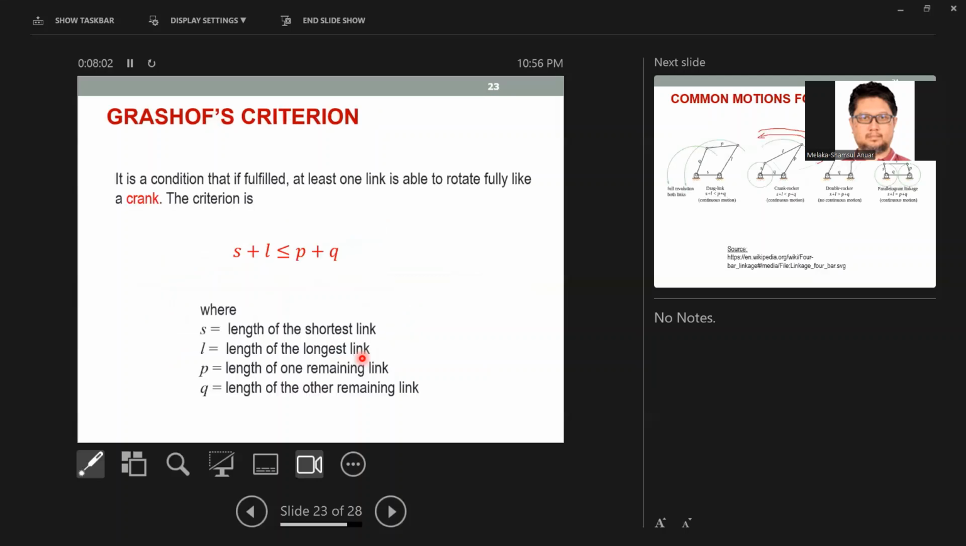Okay, so we take a look at this equation or inequality, or we just call it Grashof's criterion. It says that S plus L, the shortest plus the longest, must be equal to or less than P plus Q, where P and Q are the other two lengths that are not the shortest and not the longest.